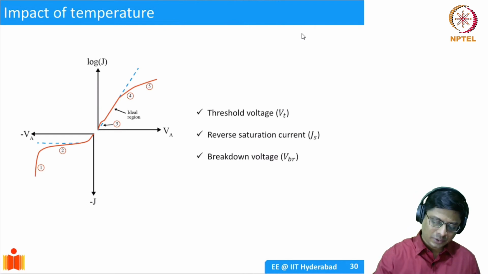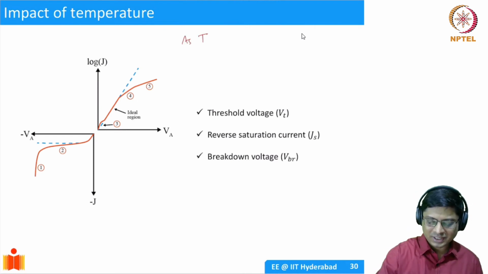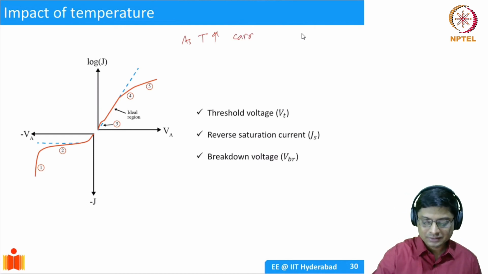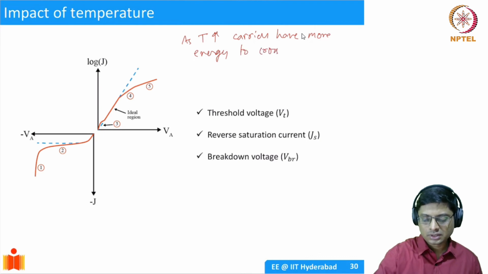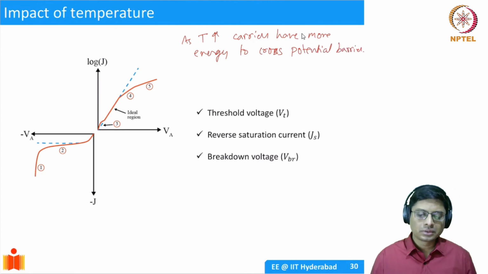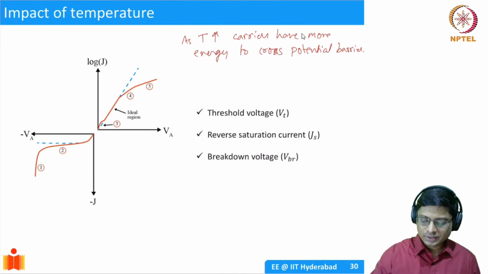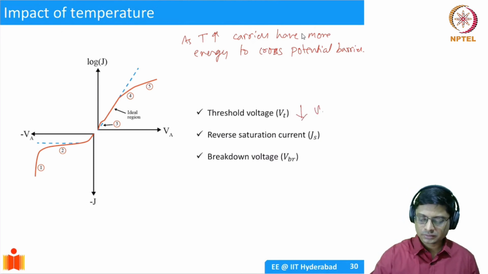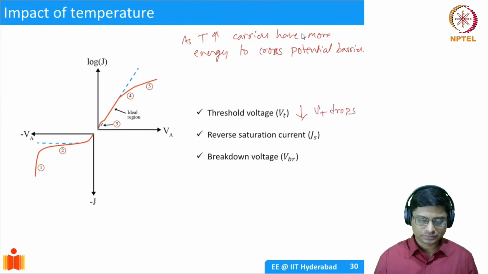So essentially, as temperature increases, what happens? Carriers have more energy to cross the potential barrier. So the threshold voltage reduces. VT drops as temperature increases.